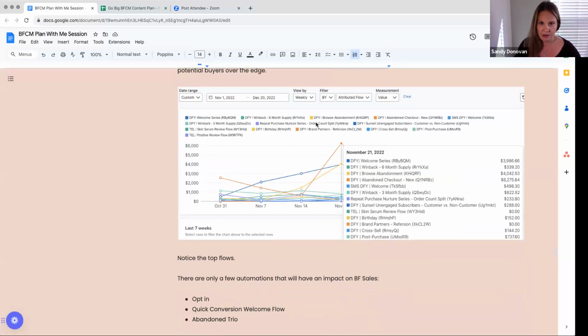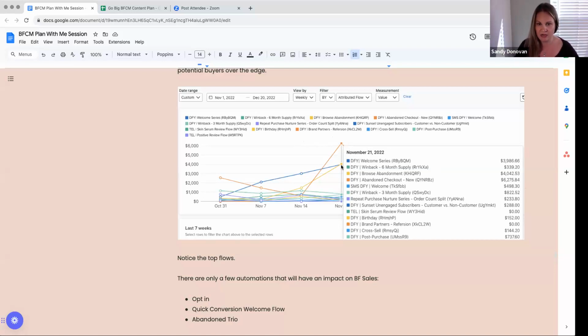So I just want to show you here. This is broken down weekly, so you can see roughly what each flow generates for this client every single week. So this orange one is the abandoned checkout flow. In any given week, this might generate anywhere from $1,000 to $2,000, maybe even $3,000 a week. But the week of November 21st, which last year was Black Friday, when their pre-sale launched, when Black Friday launched, it generated over $6,000. So $6,275. That was the abandoned checkout.